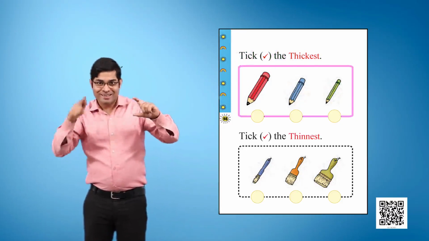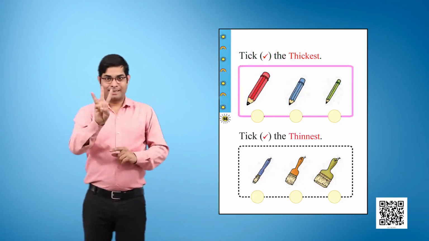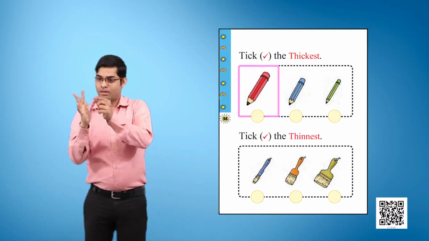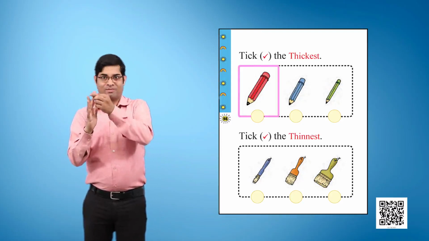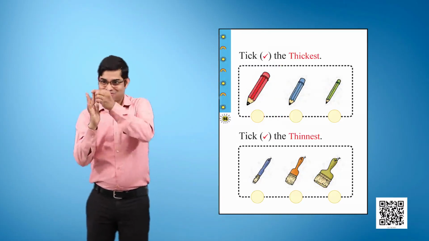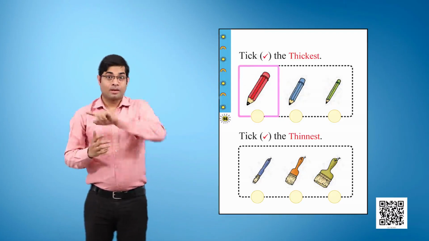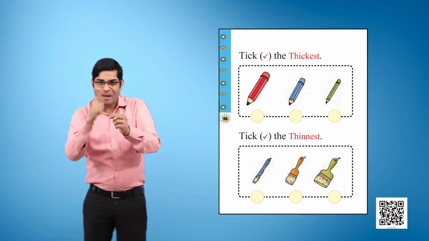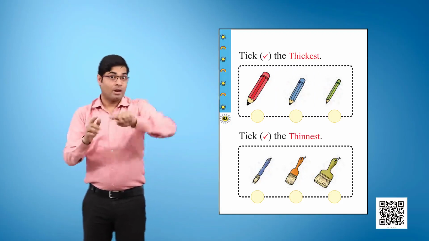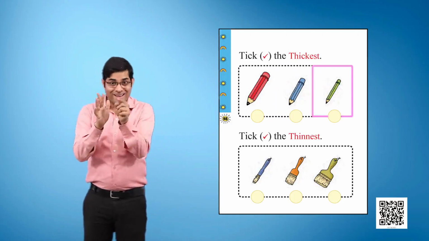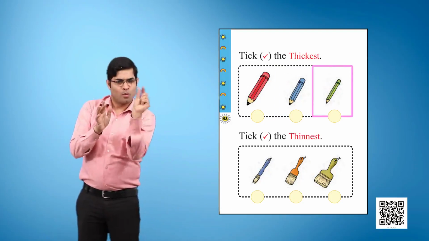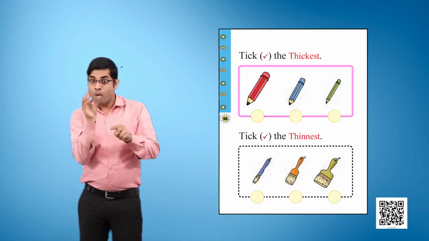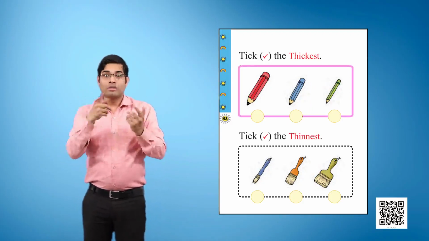Part 3 picture shows 3 pencils. Pencil 1 is more round than your middle finger. Pencil 2 is as round as your middle finger. Pencil 3 is lesser round than your middle finger. You have to tell which pencil is the thickest.